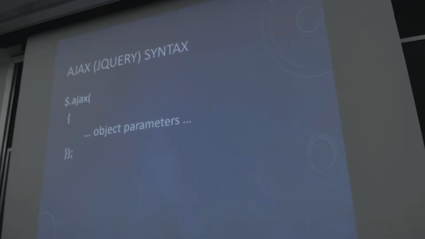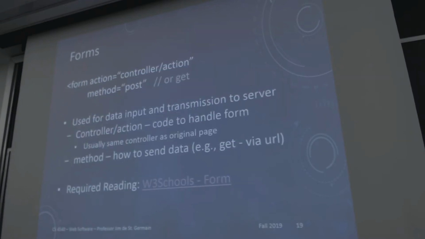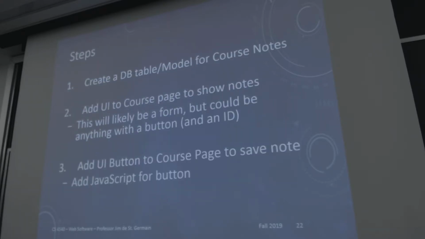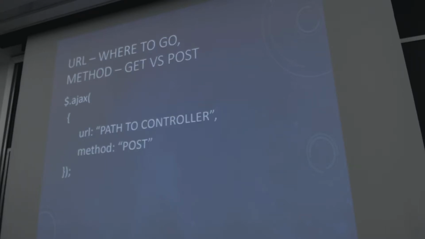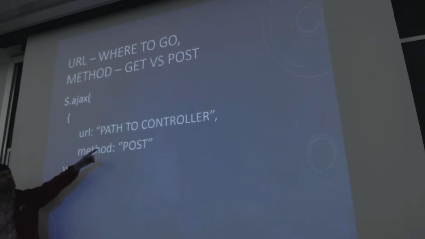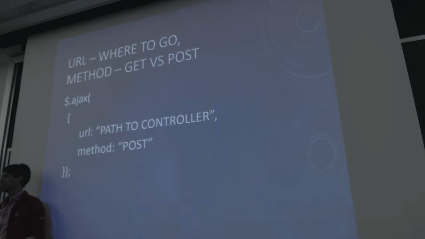So pretty straightforward. Just like in a form, you see that form, we had the action and the method. We need the same sort of stuff with our AJAX. So we take our basic AJAX query with parameters, and two of the parameters would be the URL we want to go to, so the path to the controller, and then the method, which will be either get or post.